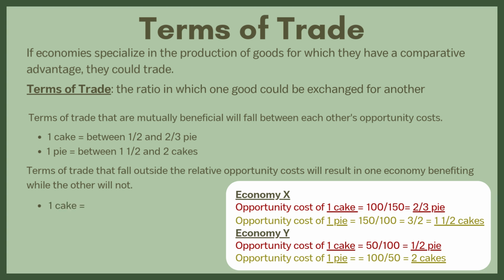If one cake was traded for a higher price of 2 pies, economy Y, who has the comparative advantage in cakes, benefits while economy X is hurt. If one cake was traded for a lower price of 1/4 of a pie, economy X, who has the comparative advantage in pies, benefits while economy Y is hurt.